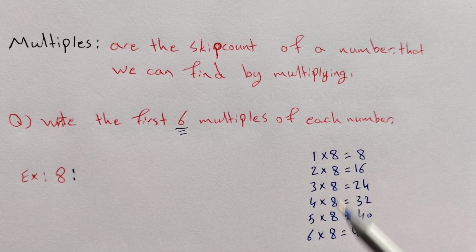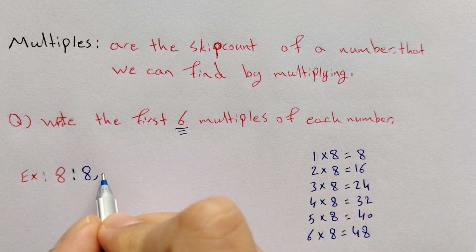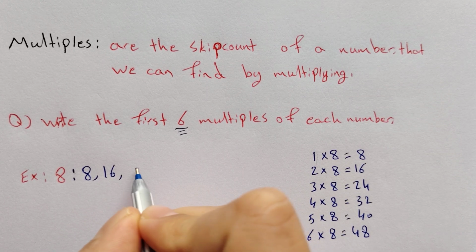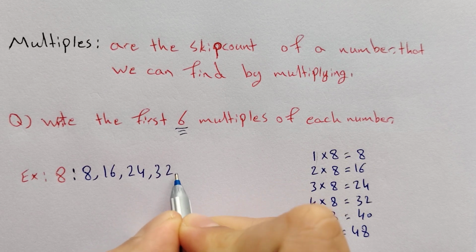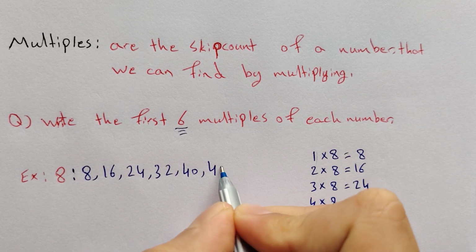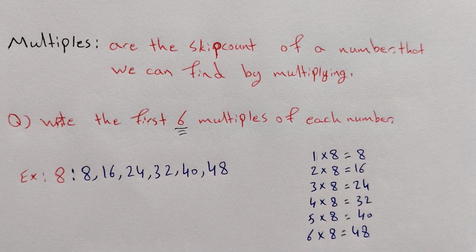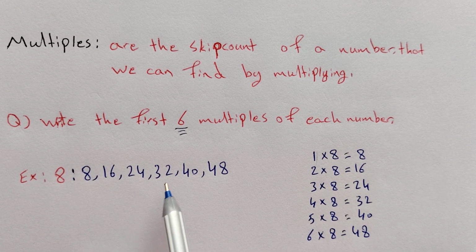Now, in the factors, we use those numbers, but in multiples, we are using the products. So the first multiple of 8 will be 8 times 1, which is 8. Then 2 times 8, 16. Then 3 times 8, which is 24. 4 times 8, 32. 5 times 8, 40. And 6 times 8, 48. So the multiples of 8 are 8, 16, 24, 32, 40, 48.